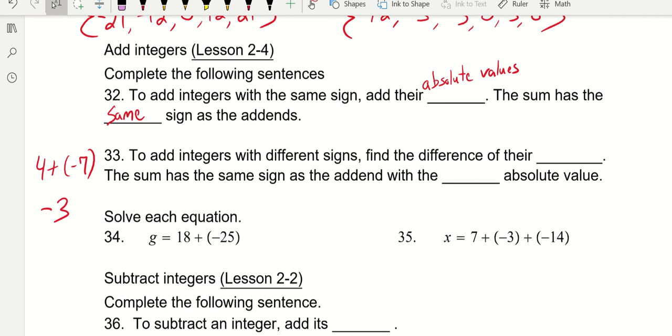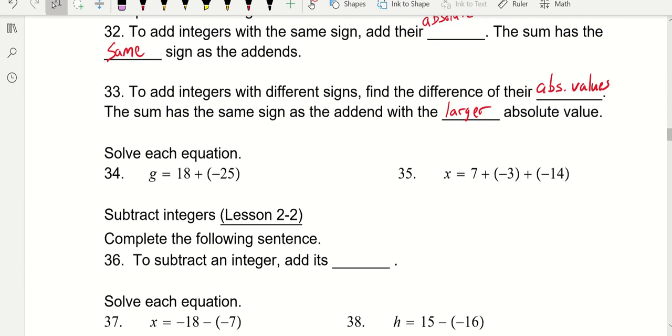So to add integers with different signs, find the difference of their absolute values. That's what I did when I said how far apart are 4 and 7, right? I didn't say -7. I said how far apart are 4 and 7, they're 3 apart. The sum has the same sign as the add-in with the larger, right? -7 is further from 0, absolute value. So there you go.